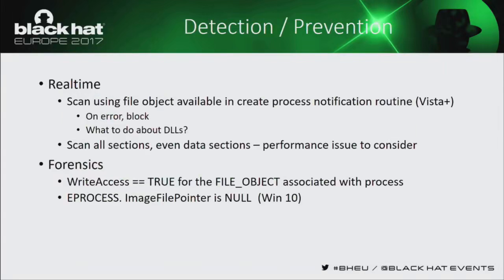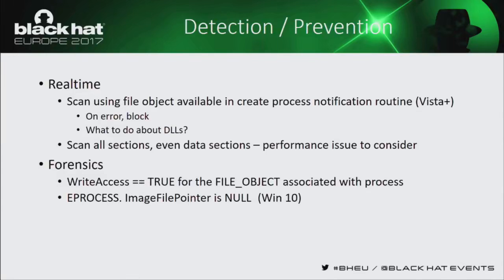If we want to talk detection and prevention, then first of all, it's not so easy, but a simple way to go about this is to scan the file object available in the create process notification routine and to use the exact object, not to reopen the file. And if you get an error while trying to do it, then you know doppelganging is taking place, so you should block it. About DLL files, this doesn't help. So what you can do here is try to scan all sections, even data sections, because as we saw, the flags in the minifilter callback are actually misleading.